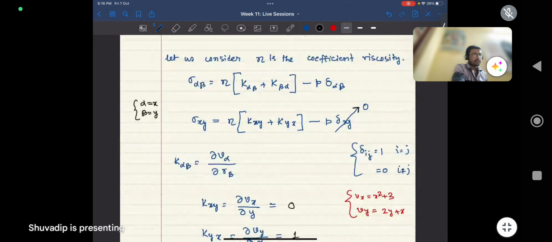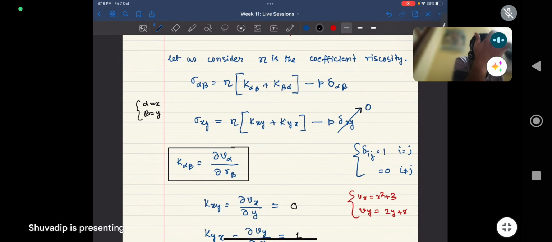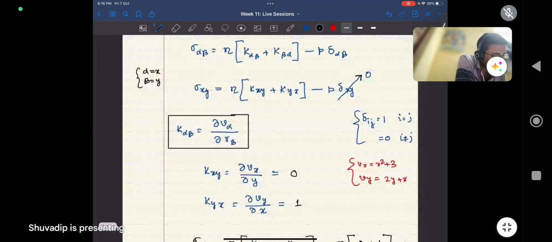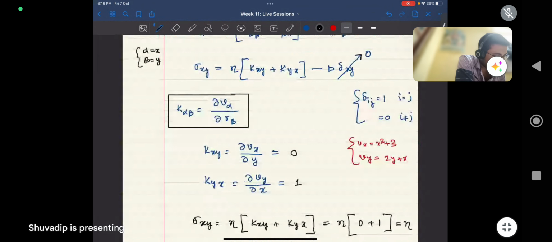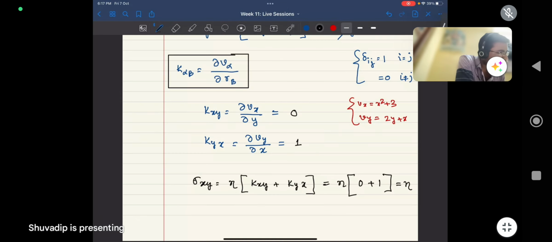Now kappa alpha beta is defined as del v alpha del r beta, the derivative of the alpha component of velocity with respect to the beta component of the position. So we are calculating kxy as del vx del y, which is 0, and kyx is equal to del vy del x, which is 1. Just putting back in the original formula, we will get sigma xy is equal to eta, the xy component.